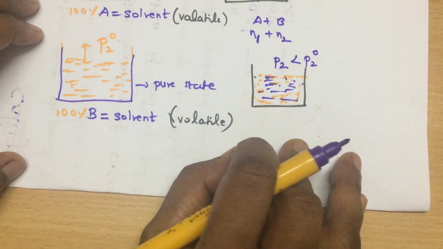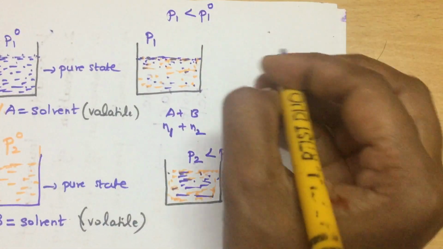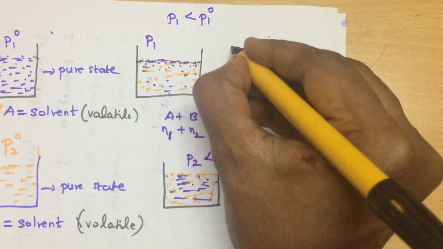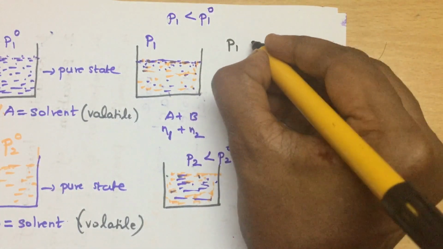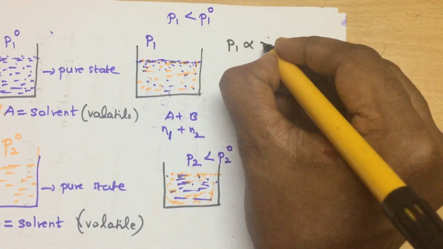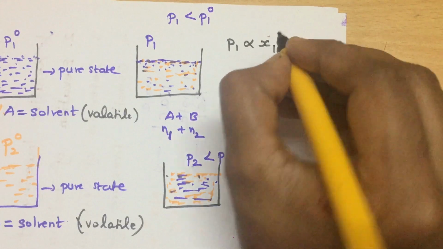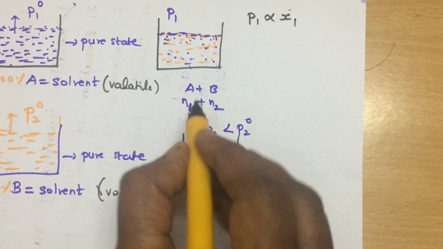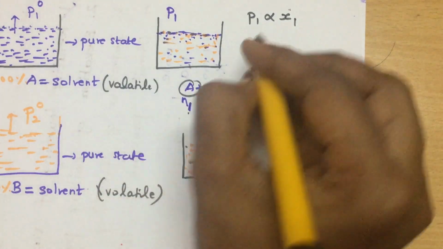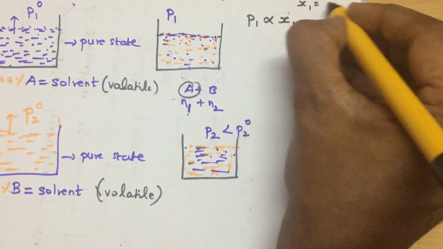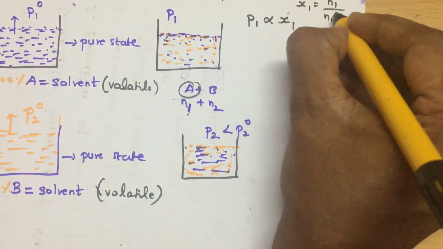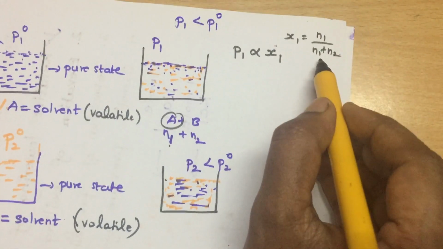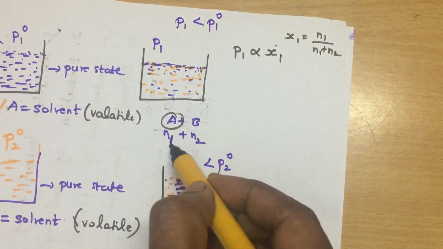Okay, so let's see what Raoult says. The new vapor pressure is found to be proportional to the mole fraction x1. What is x1? x1 is the mole fraction of A. What is the mole fraction of A? n1 divided by n1 plus n2, where n1 is the number of moles of A.